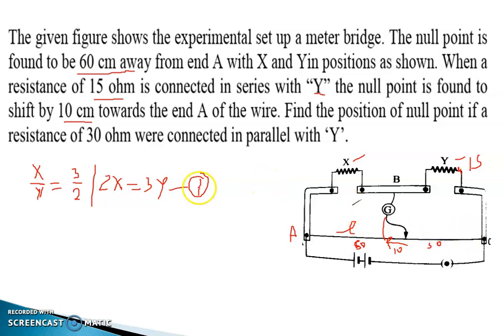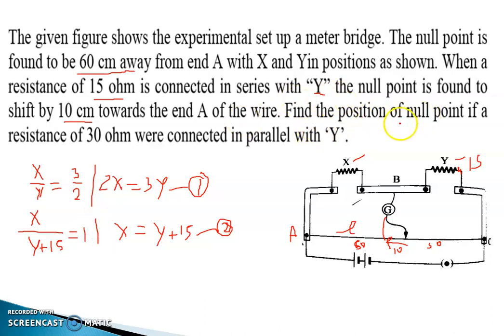So the second equation will become X divided by Y plus 15 is equal to 50 by 50, and 50 by 50 is nothing but 1. So after cross multiplication, X is equal to Y plus 15. So this is the second equation for the second condition.